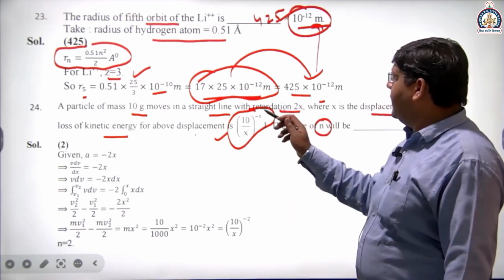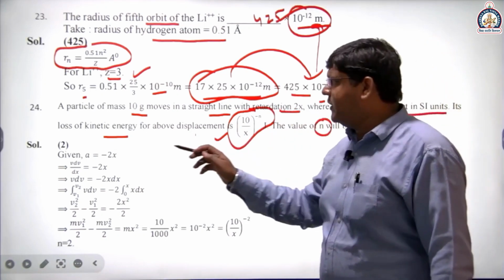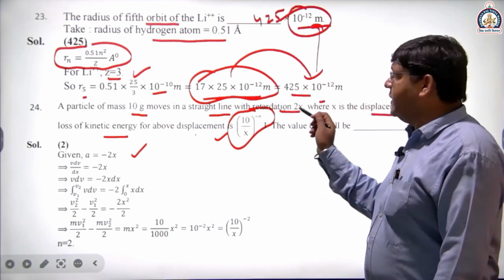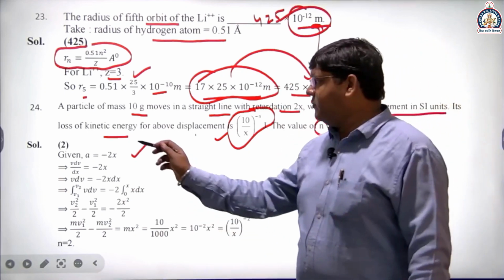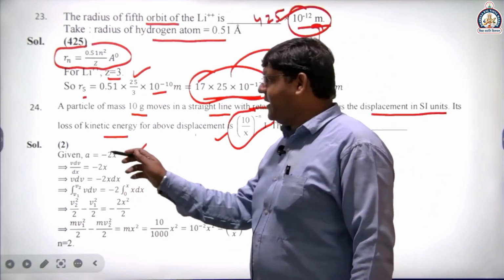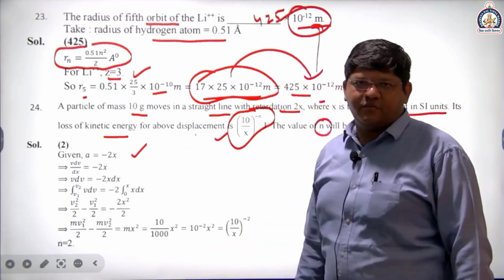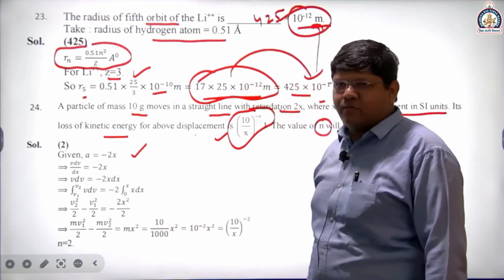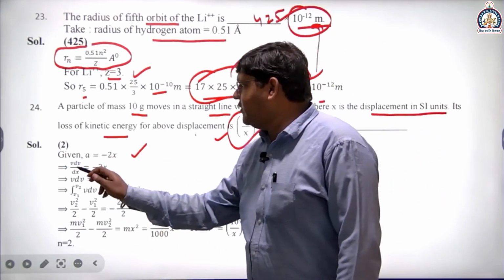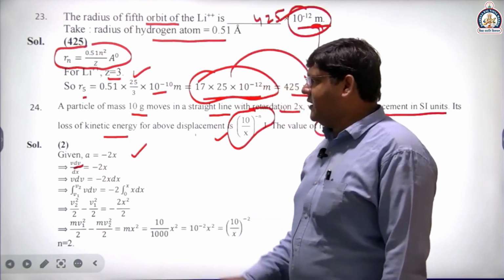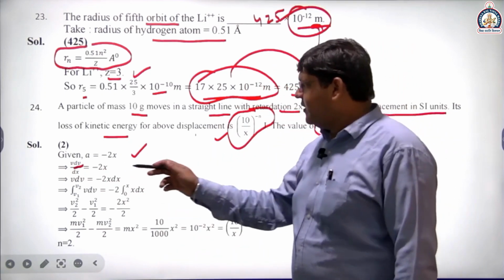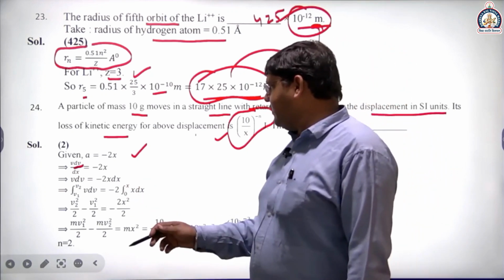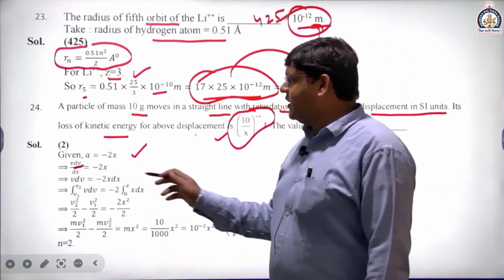According to the question, retardation is given as 2x, so we write A is equal to minus 2x. We use the minus sign because it is retardation; for acceleration we use a positive sign. Now A can be written as V dV upon dx is equal to minus 2x. By transposition, dx goes to the right side, so V dV is equal to minus 2x dx. Now, to calculate the value of V, we integrate both sides.